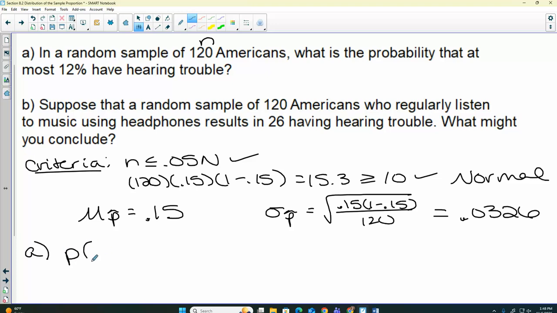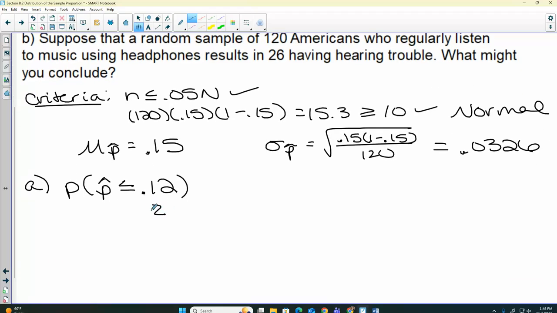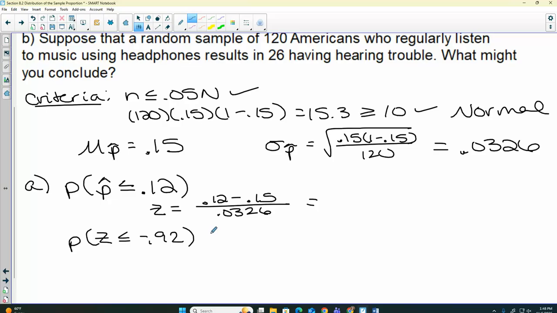I want the probability that at most 12%, so a percent is always my proportion. At most means less than or equal to 0.12. So we have to get our z. Z is our value minus the mean divided by the standard deviation. So I'm finding probability that z is less than or equal to negative 0.92. Less than is what my table gives me, so I look up negative 0.92.